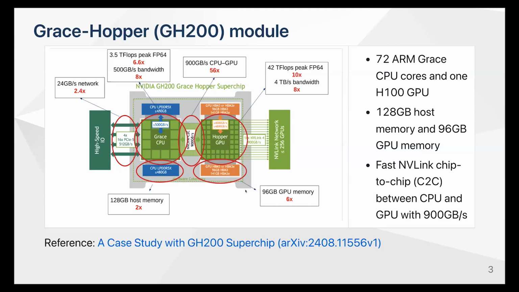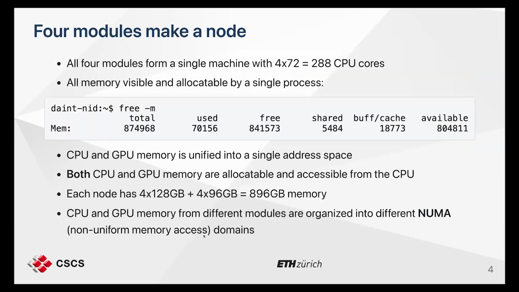This extremely fast NVLink enables a fundamentally different memory architecture on Alps. If you want to know more about the architecture and data paths, there is a case study paper from ETH Zurich from the group of Professor Torsten, in collaboration with CSCS. Here you have the link to that paper. I recommend it. So let's move on.